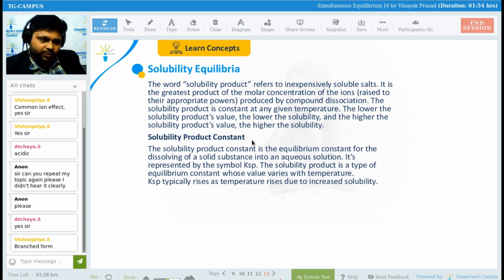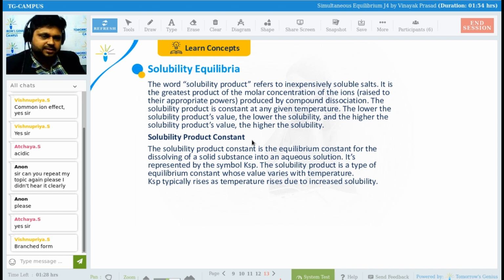First of all, I would like to ask what are buffers, right? Who will tell me what are buffers? DRT, are you there? Can you please tell me about the buffers? Sir, it is a solution which resists change in pH by addition of small amount of acid or alkali. Or alkali, very good. Anyone else who can give the answer for this question?